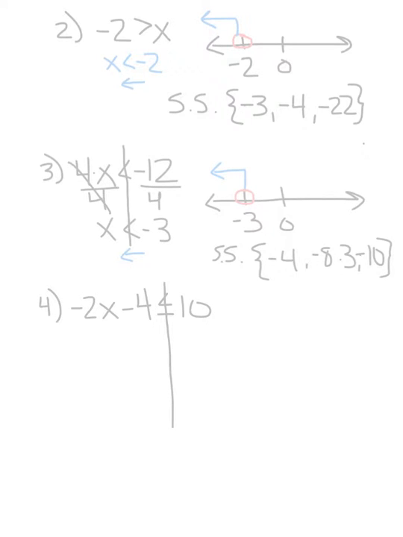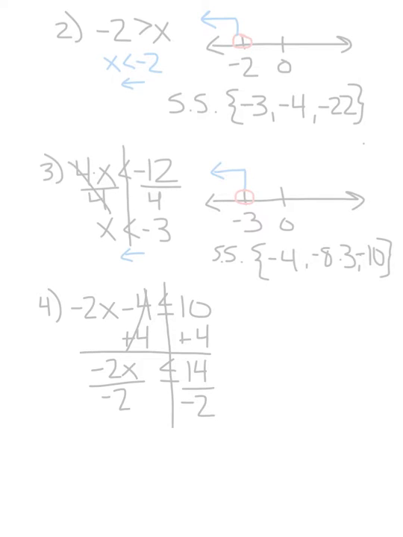So first thing we want to do is get rid of that -4 by adding it to both sides. We need to get the variable term by itself first. So -2x comes down, the less than or equal to comes down, the 14 comes down. Now we're going to get x by itself by dividing both sides by -2.